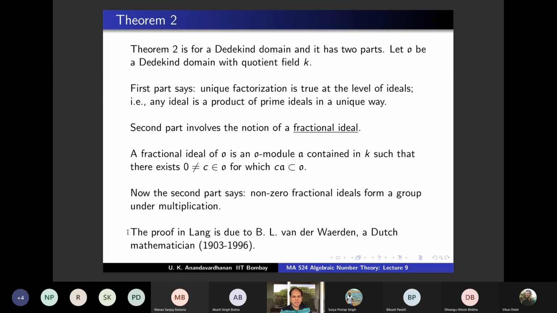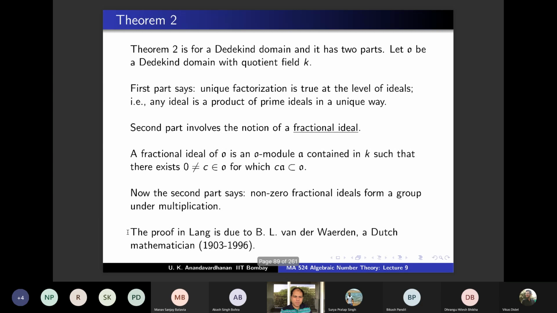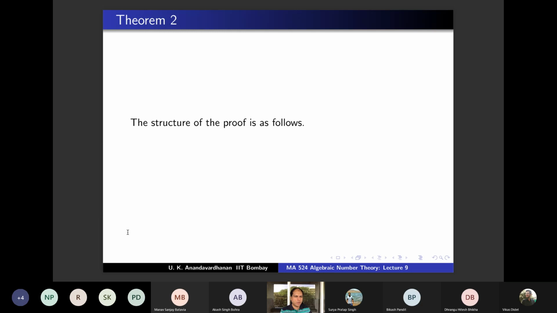Yeah, so quite modern. So that is this particular proof. Of course, the result is much before this. This very beautiful proof is due to Van der Waalen. Okay, so we are doing Lang's proof, which is Van der Waalen's proof.